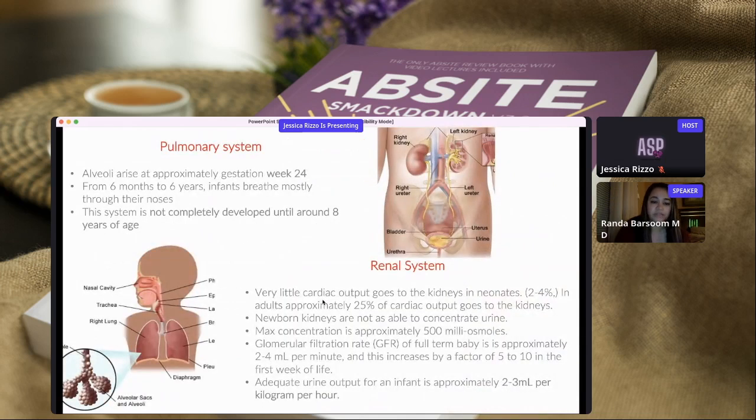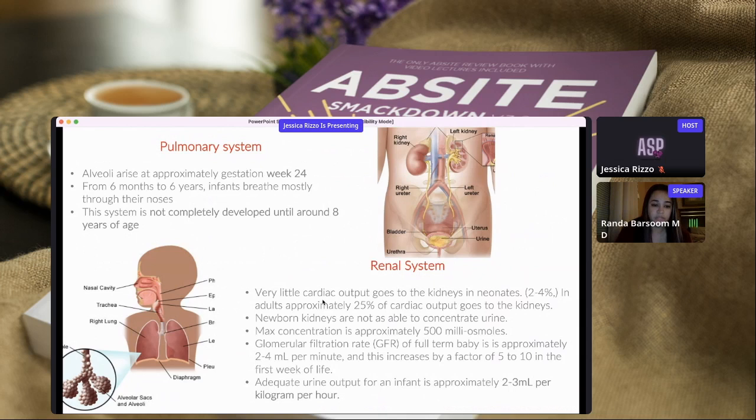All right, so here's development as well as important things about the systems. So in the pulmonary system, remember that alveoli start to rise at approximately week 24. And from 6 months to 6 years, infants will breathe mostly through their noses and not through their mouths. And then actually the pulmonary system is not fully developed until the age of 8 years old.